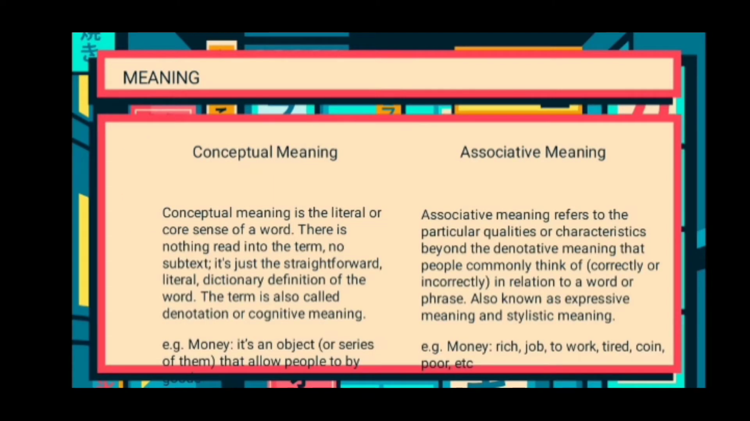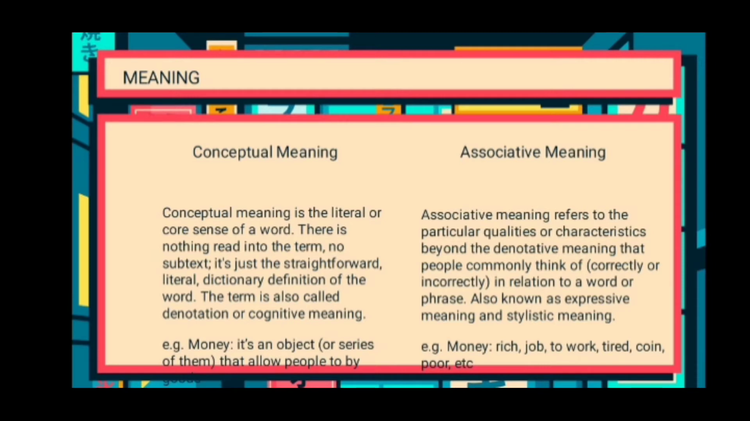Meaning. First, conceptual meaning. Conceptual meaning is the literal or core sense of a word. There is nothing read into the term, no subtext. It's just the straightforward, literal dictionary definition of the word. The term is also called denotation or cognitive meaning. Example, money. Money is an object or series of them that allow people to buy goods.